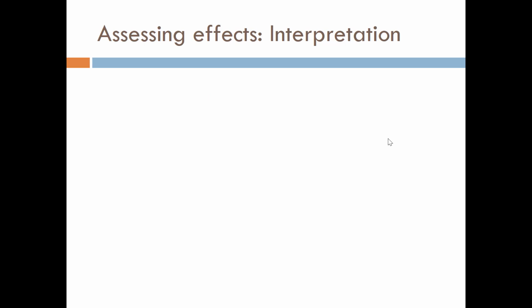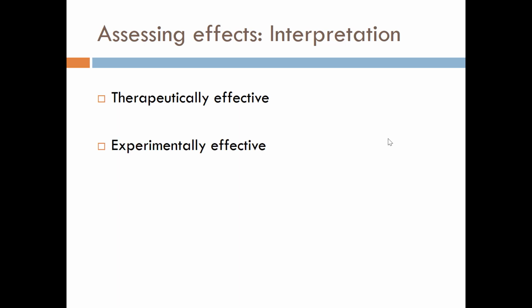So let's say we have our graph and we want to interpret what it all means. There's really three types of interpretation that your book goes over. We can say something is therapeutically effective, experimentally effective, and statistically effective. So it really becomes up to you as the clinician or the social worker to decide what these effects, what these data points mean to you and for your client.